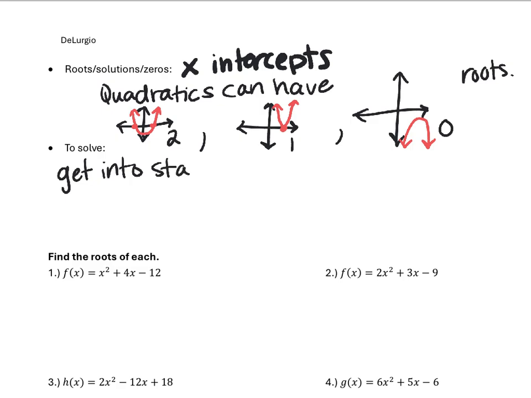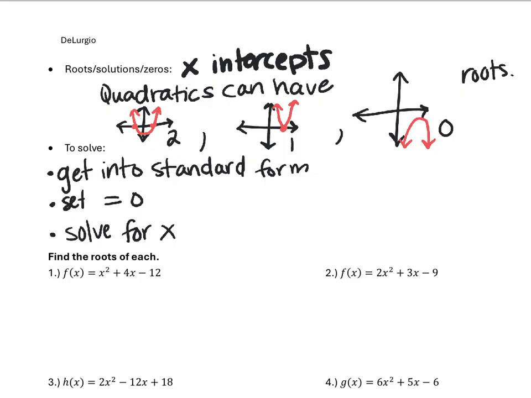Standard form. Set it equal to 0 and then solve for x. Those x values will be your roots, your solutions, your zeros, your x-intercepts, all the same.